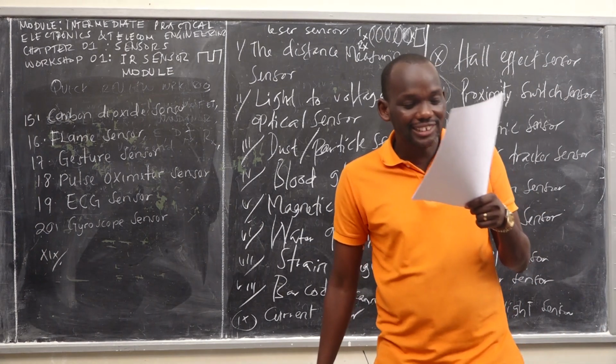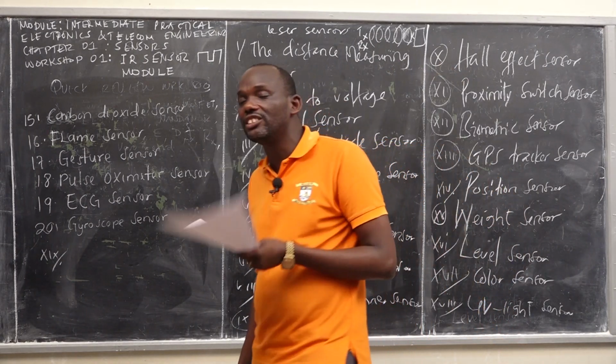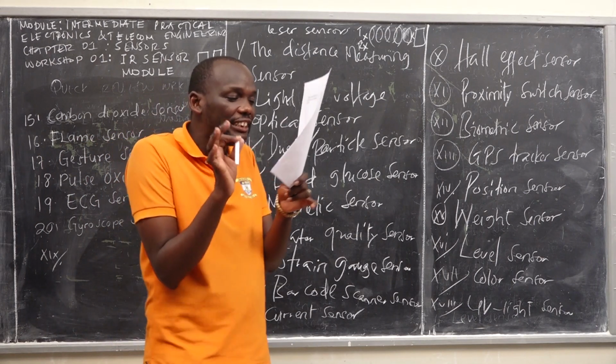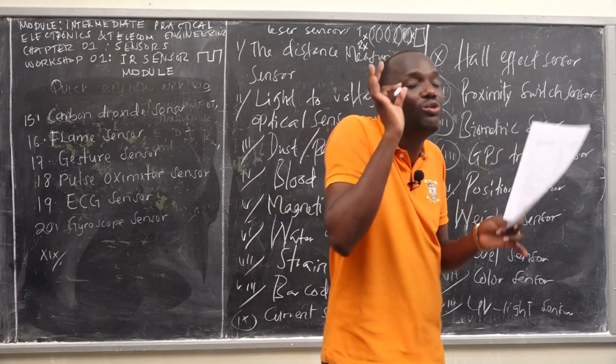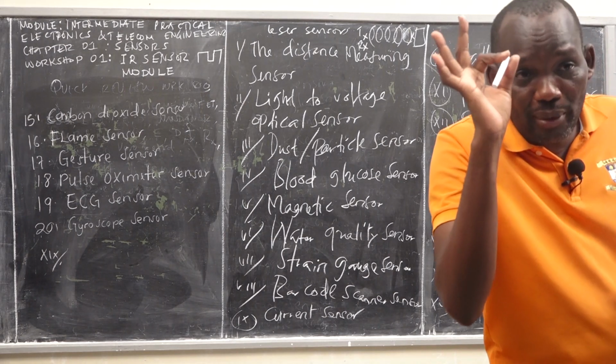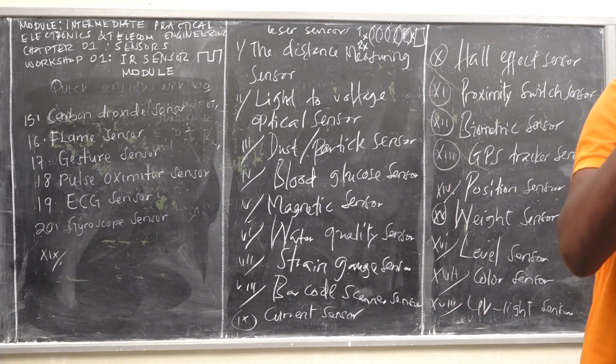Okay, then another sensor is called the tilt sensor. This is the sensor which only detects tilt in one direction. A digital accelerometer detects tilt in three dimensions: X-axis, Y-axis, Z-axis.